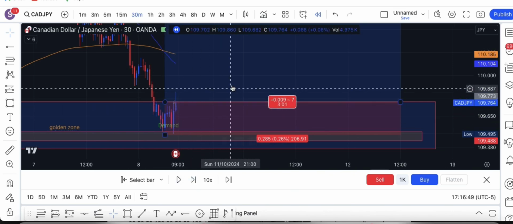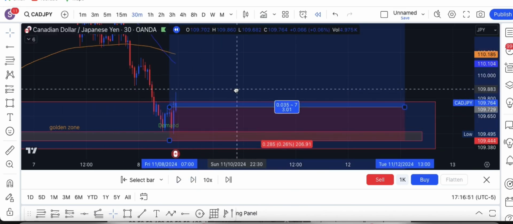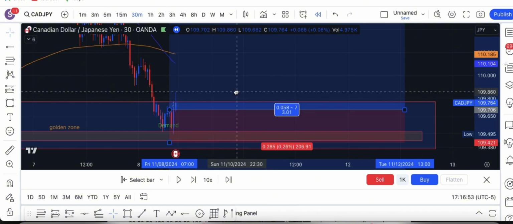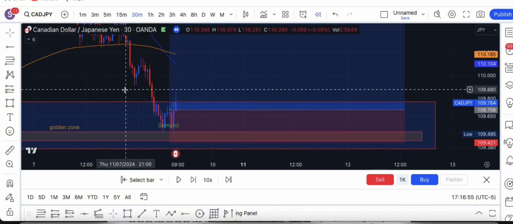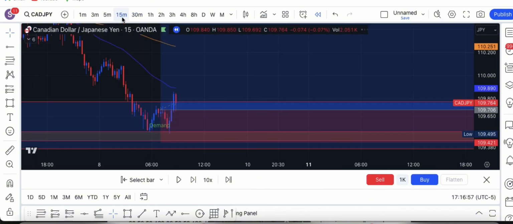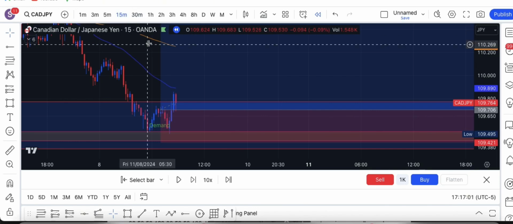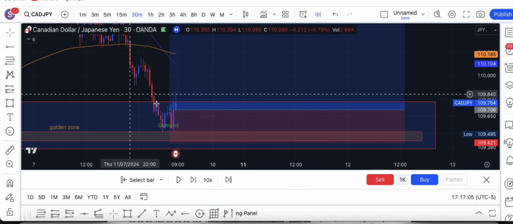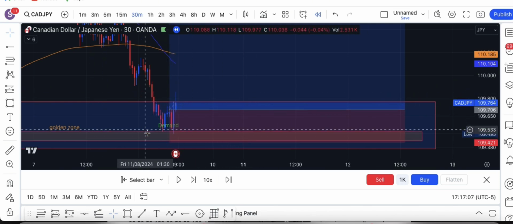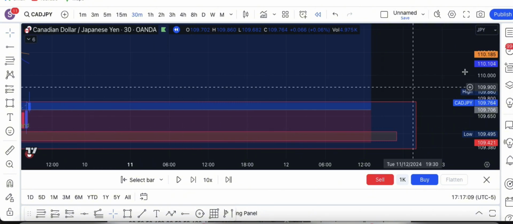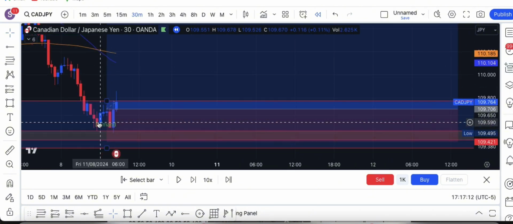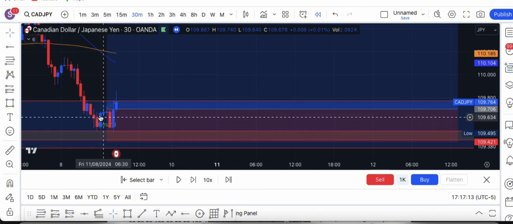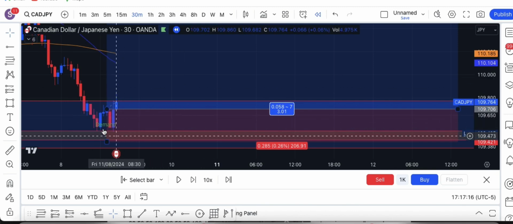Yeah, my entry was actually right here, right at this engulfing. It was a 30-minute engulfing. So yes, I still use the engulfing candlestick as entry. I enter with the 30-minute engulfing because we engulfed this candle, and price basically made a double bottom as well, a low 30-minute double bottom.